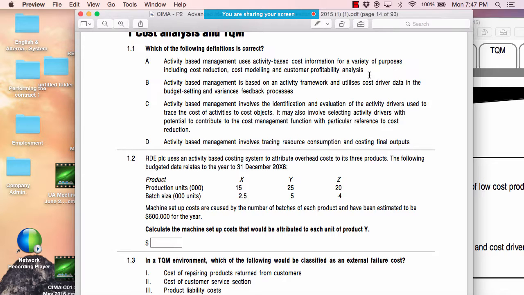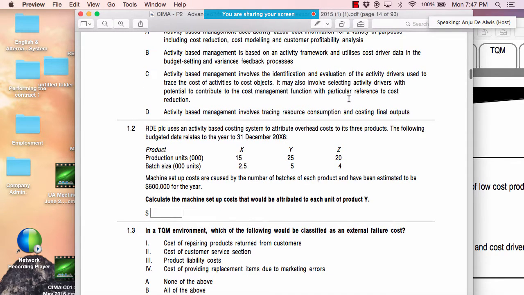So A is the answer there. It's a bit tricky because all of them look so close to each other, isn't it?